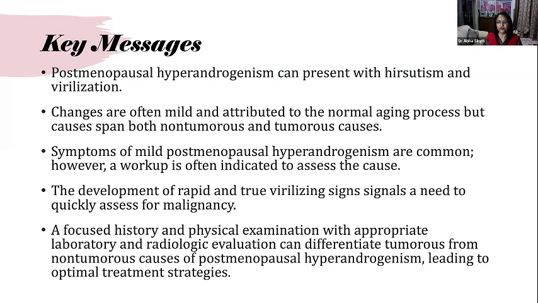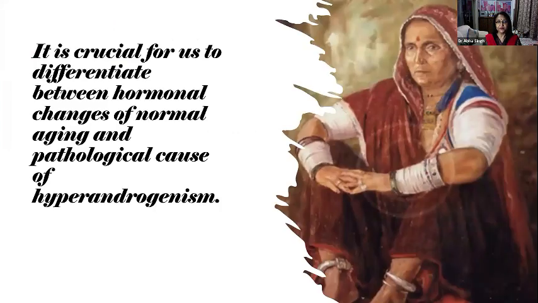If there is a rapid or true virilizing sign and symptom like deepening of voice and clitoral hypertrophy, there has to be a quick workup for assessing malignancy. A focused history is most important in diagnosis, along with physical examination and appropriate laboratory and radiologic evaluation. And this can differentiate the two forms.